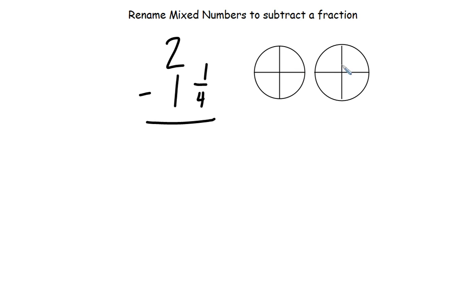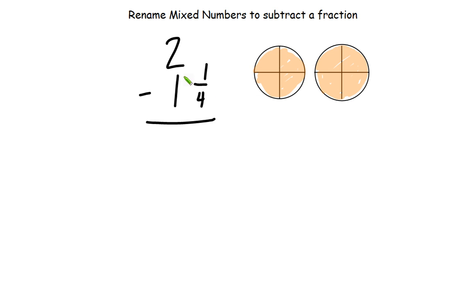So I've drawn 2 circles here, and that represents the 2 wholes. And I'm going to go ahead and completely fill them both in to represent that I have wholes. So I have 2 wholes. Here's one, and here's the other. Okay. So now I have the 2 wholes drawn in.